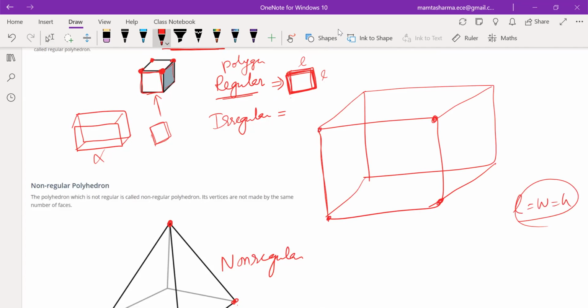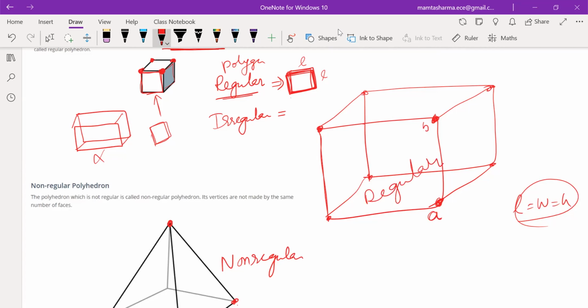Now see, if this is a vertex, this is a vertex. A cube has 8 vertices. If I ask you, how many faces are meeting at this vertex? 3 faces are meeting. At each and every vertex, the same number of faces are meeting. So this will be a regular polyhedron.